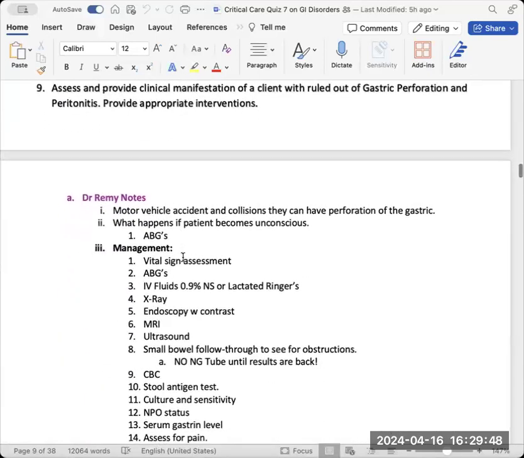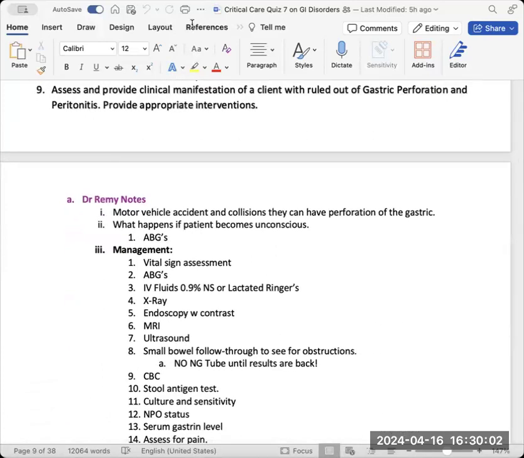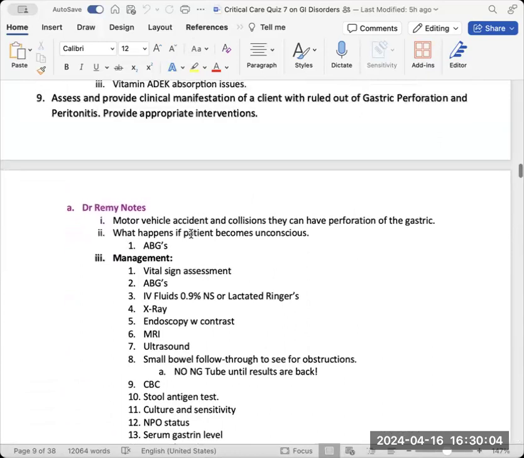Okay, so the next question is assess and provide clinical manifestations of a client with ruled out gastric perforation and peritonitis and provide appropriate interventions. So Dr. Army was mentioning a motor vehicle accident and a collision, so you could suspect that they could have a perforation of the gastric, I don't know. But yeah, they could have perforations if they have a motor vehicle accident, which could make sense, right? Like something could have gone through, right?